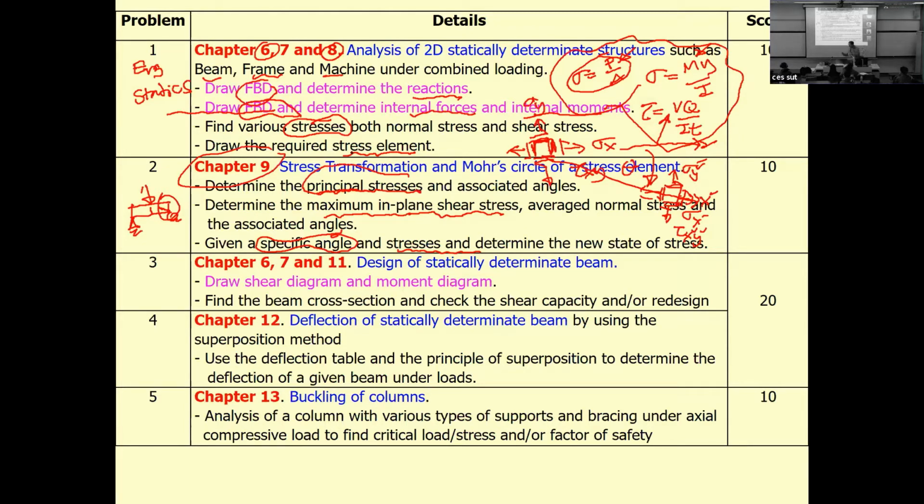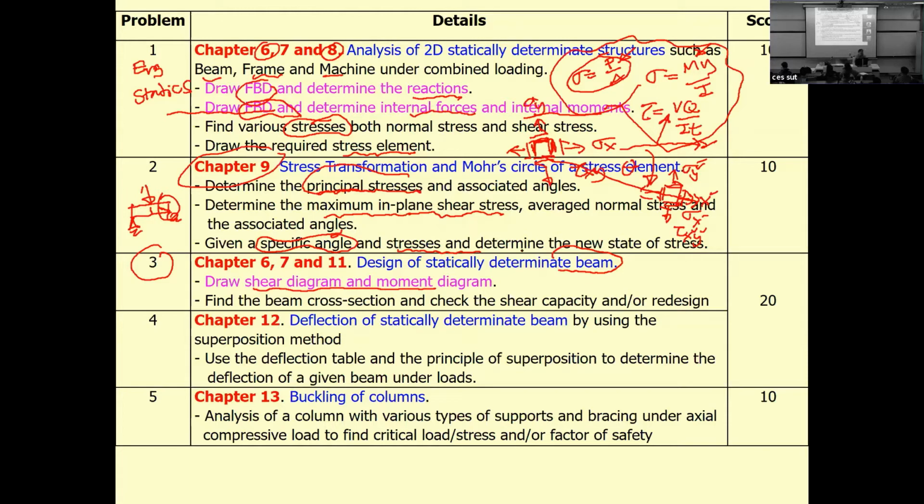And that's maximum normal stress, maximum in-plane stress that causes the crack of the structure. Okay, that's it for problem number 2. And then here we come to problem number 3. In problem number 3, we come to design the beam. And again, this time, the shear diagram and the moment diagram will be very important.